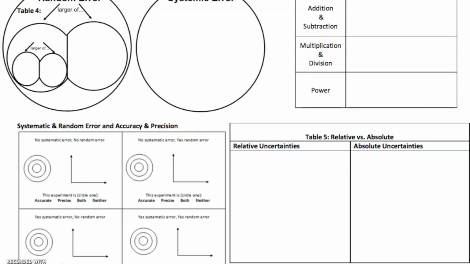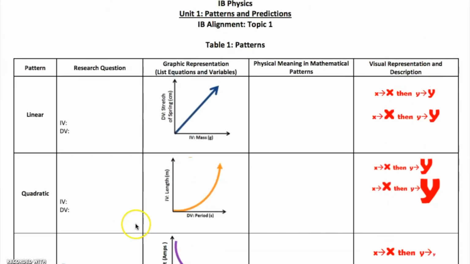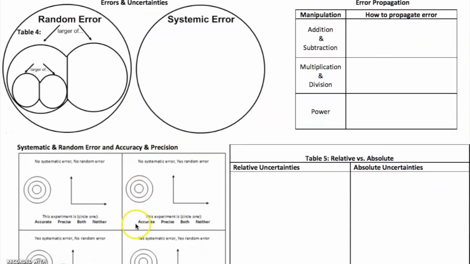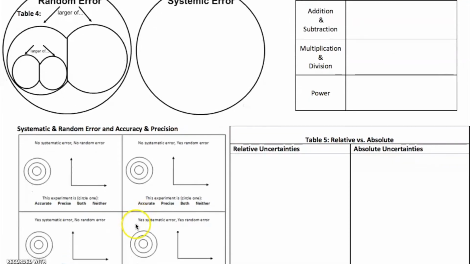So this is page 2 of our shelving sheet. We already looked at page 1, looking at some mathematical patterns. And page 2, we're going to be talking about uncertainties. And we're going to be thinking about how we deal with them, how we propagate with them, and so on.